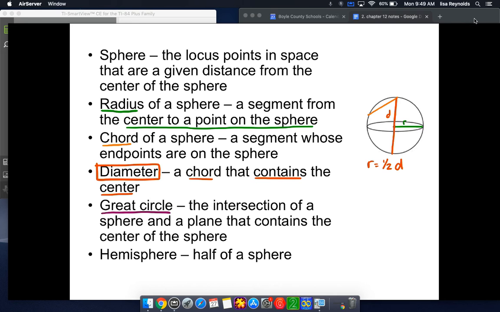We also deal with something known as the great circle. The great circle is an intersection of a sphere and a plane, and it contains the center. In other words, it's the largest possible cross-section circle that we can create. So if we take a cross-section that contains the center, then that is the great circle. A hemisphere is what we get if we take half of a sphere. A hemisphere is the dome of half the sphere plus the surface of the great circle.